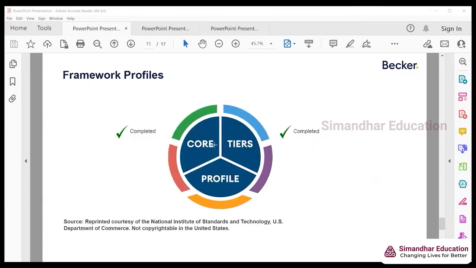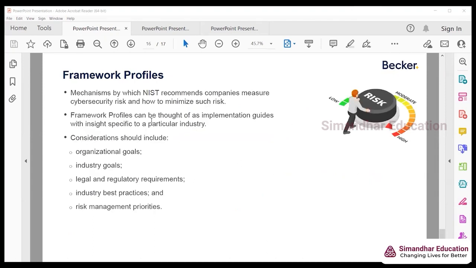So these were the tiers. So core is complete. Core basically had the functions, the 5 functions that we discussed initially in the morning. Tiers also complete. Now we come to profile. Profile is the lowest one, I can say, the least important out of the three, and that's why you will see that we are not going to discuss it too much. What should we consider while creating a profile?